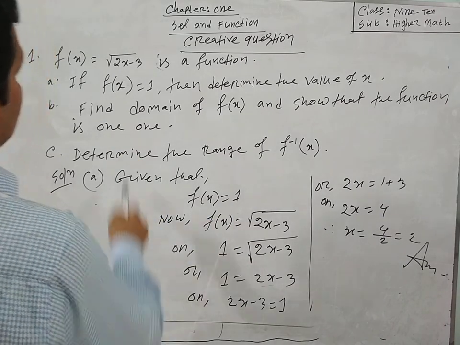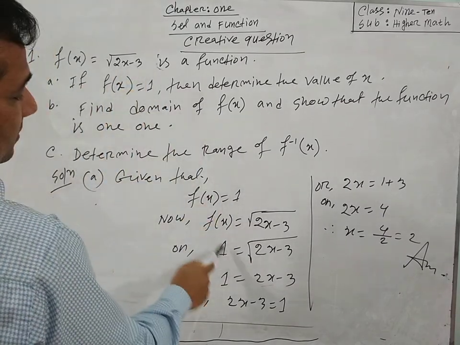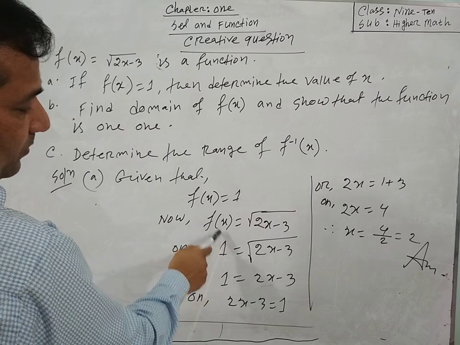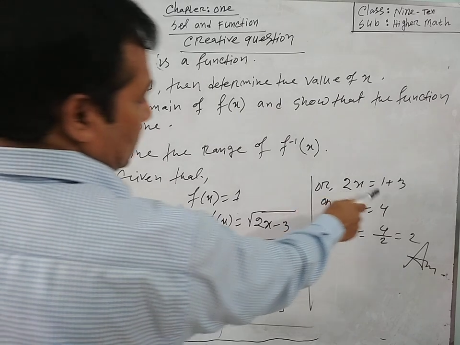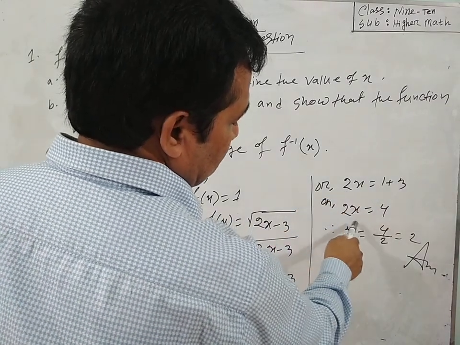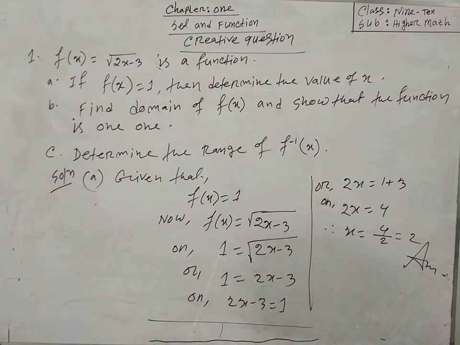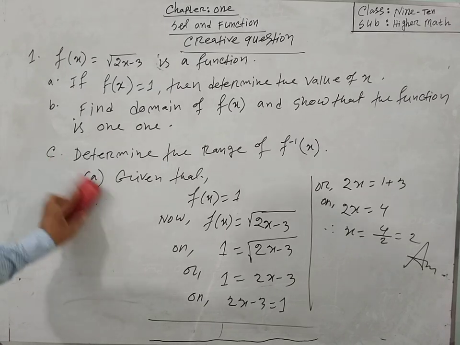Given f of x equals 1, from the stem f of x equals root over 2x minus 3, so we put the value of f of x equals 1, squaring both sides, 2x equals 1 plus 3, 2x equals 4, x equals 4 by 2 equals 2. This is the required result.